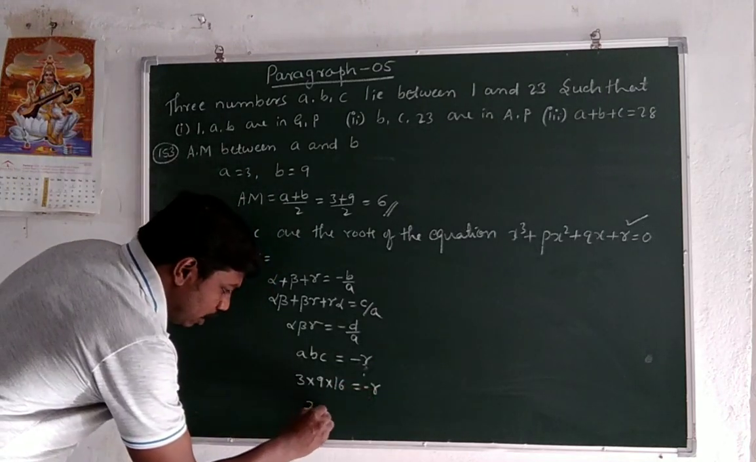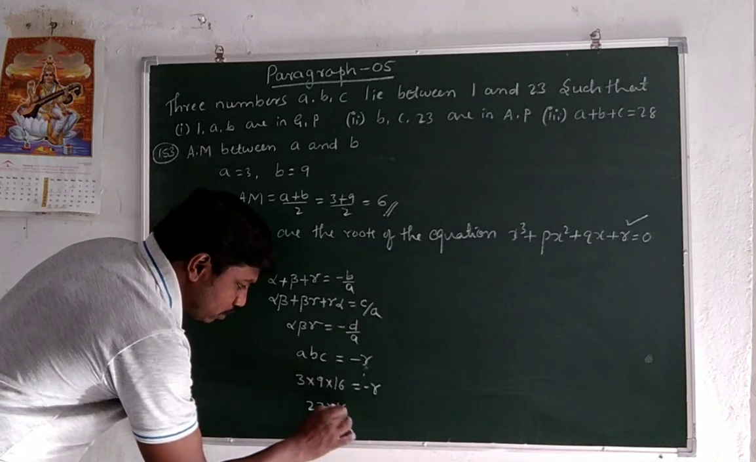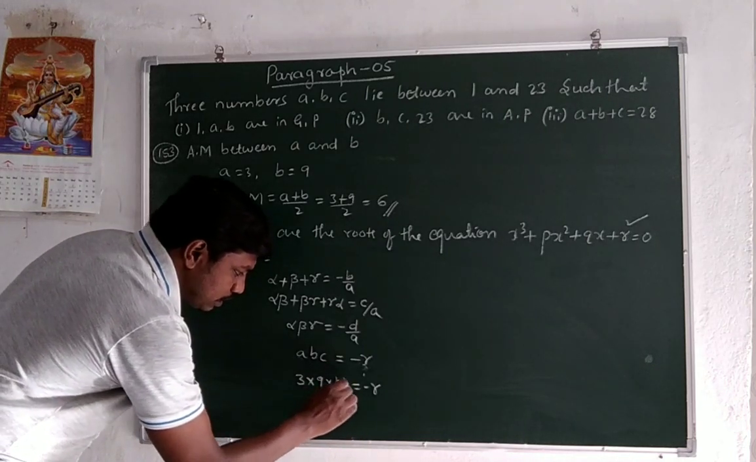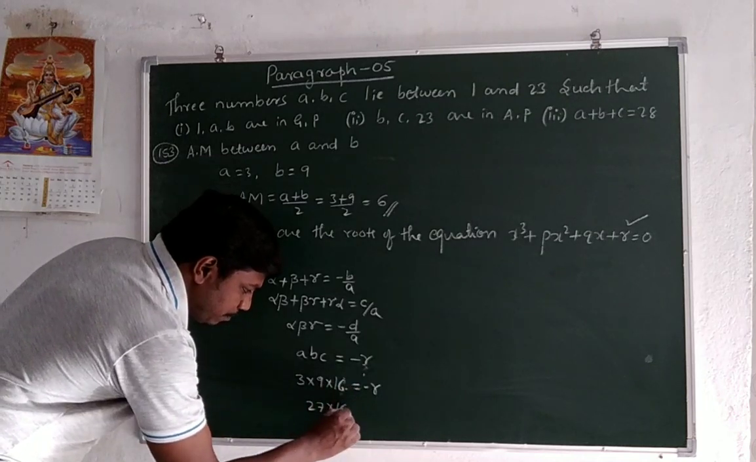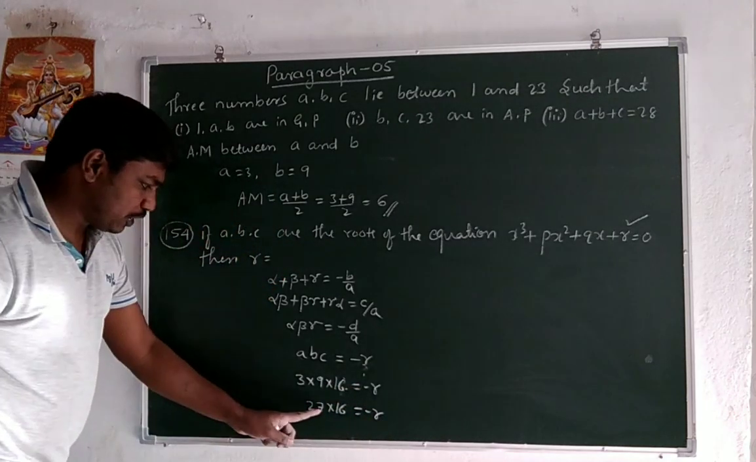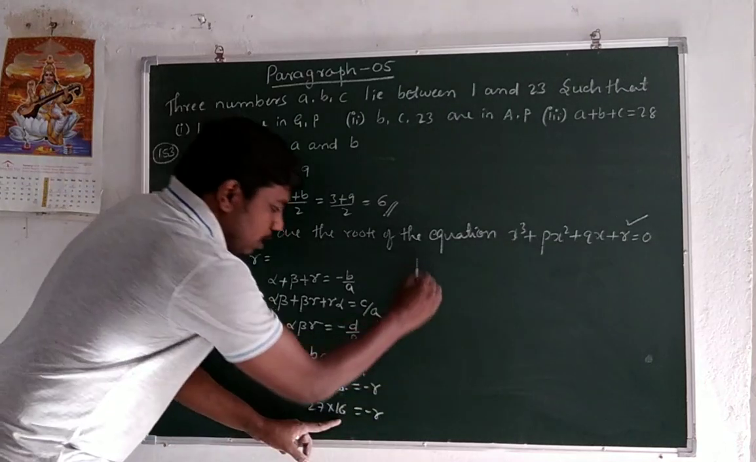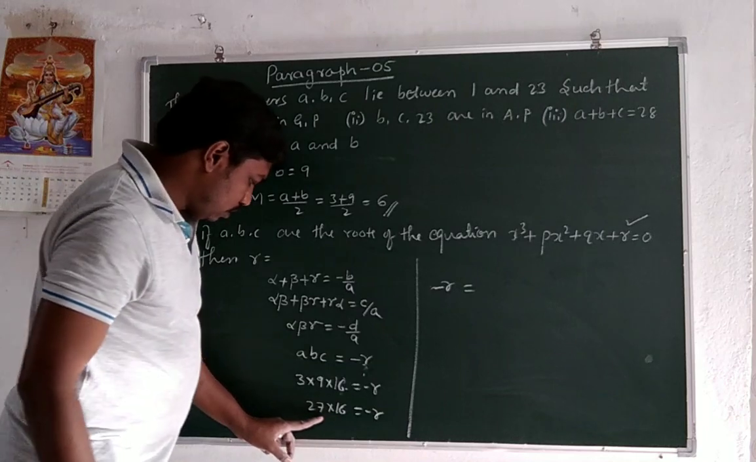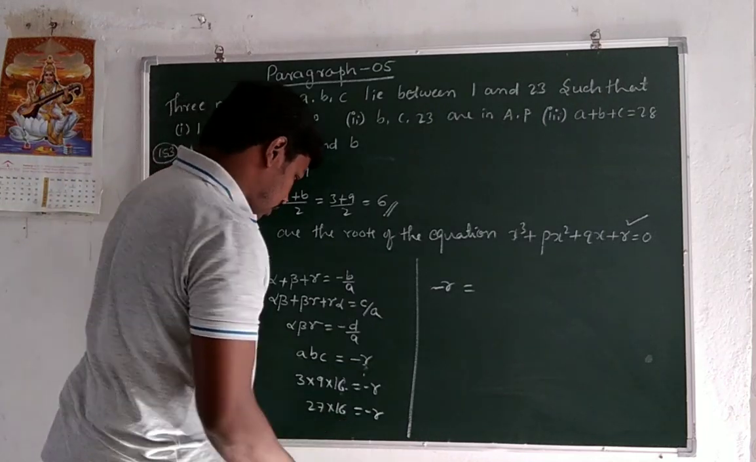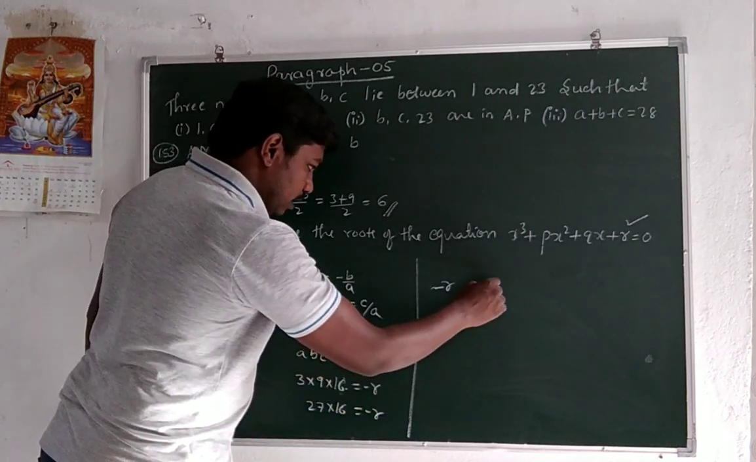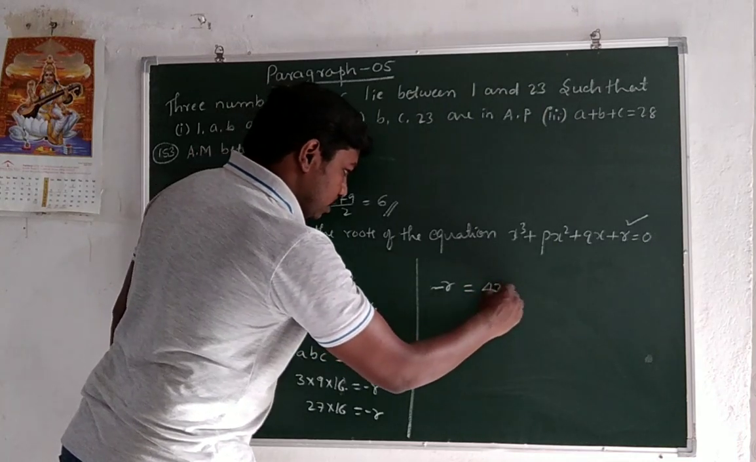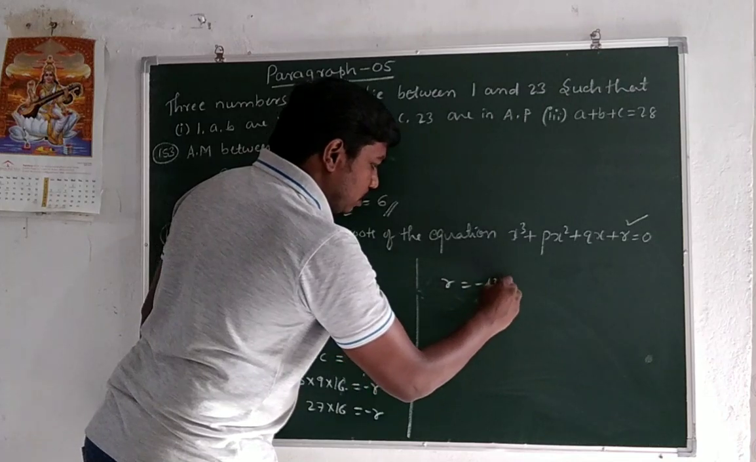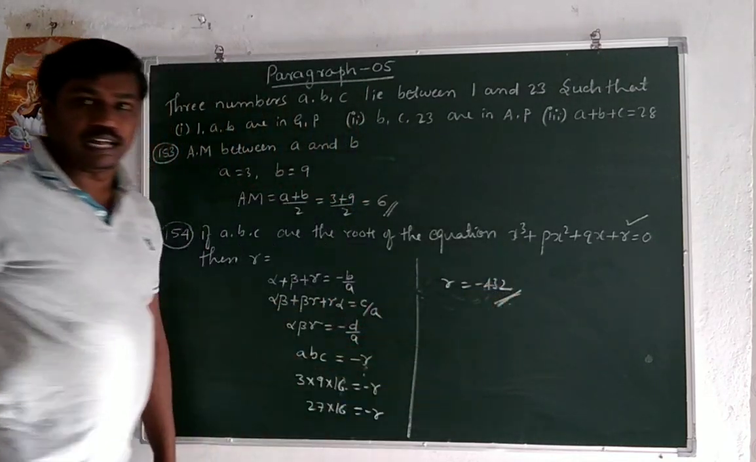So 3 nines are 27, into 16 is equal to minus r. Do the multiplication. See what 432 comes to. So r is equal to minus 432. Do the multiplications and take clarifications.